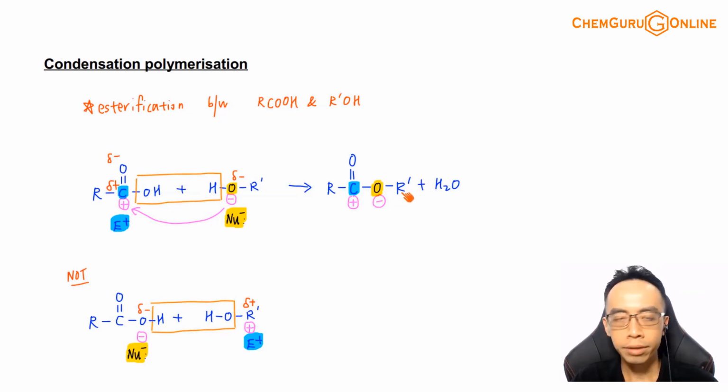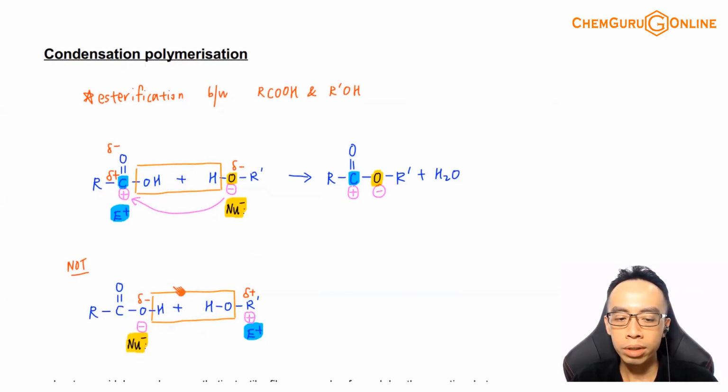Now, of course, the product, there's no difference. But what matters is the mechanism. And it is not possible for both mechanisms to be correct. It cannot be that both occur. Because if I consider boxing up the water in this way, then this condensation reaction is between acid carbon and alcohol oxygen. So acid carbon is the electrophile, alcohol oxygen is the nucleophile, just based on the charge of my carbon and my oxygen. Conversely, if I consider boxing up water in this way, then the reaction is between acid oxygen and alcohol carbon. So now your acid oxygen becomes the nucleophile and your alcohol carbon becomes the electrophile.